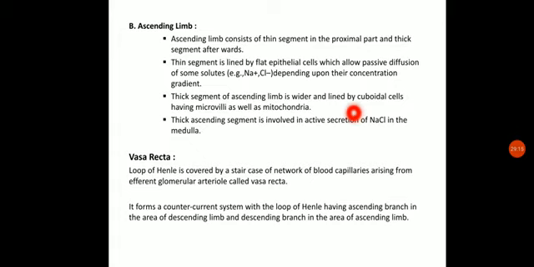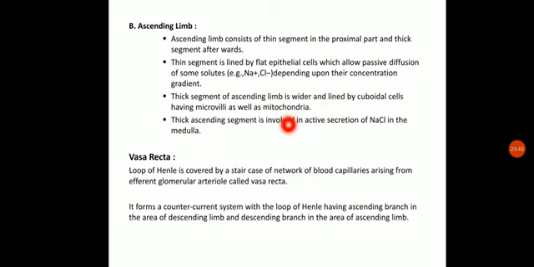A thin segment is lined by flat epithelial cells, which allows passive diffusion. So here you can see it allows only passive diffusion. It means it does not require ATP for its transport. So we can say it's basically passive in nature. What all things are being reabsorbed over here? It's basically sodium and chlorine. Mainly ions like sodium and chlorine will be reabsorbed according to the concentration gradient. Okay, so they will be reabsorbed depending upon the concentration gradient, as we have seen.